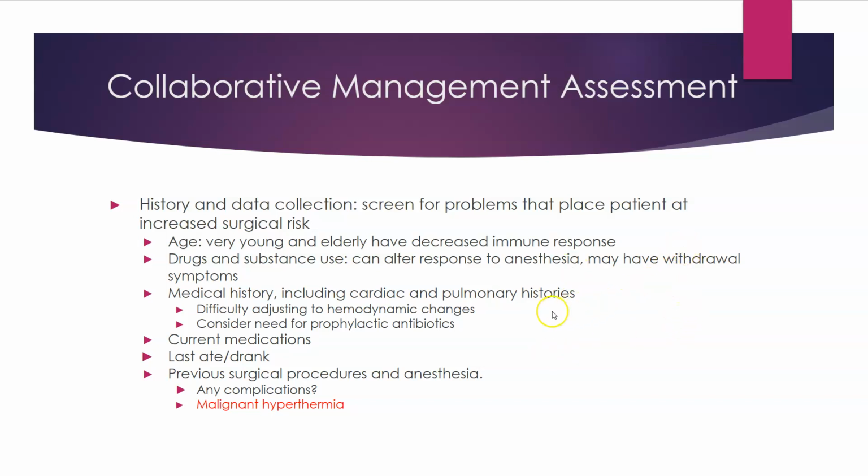Medical history, including cardiac and pulmonary histories as well as renal histories. They might have difficulty adjusting to changes, they might have difficulty in ventilation and perfusion, as well as clearing any meds with renal. What meds do they take currently? When was the last time they ate or drank? Any previous procedures or anesthesia? And specifically any complications. Malignant hypothermia is one of those big complications that we'll talk about here in a little bit.